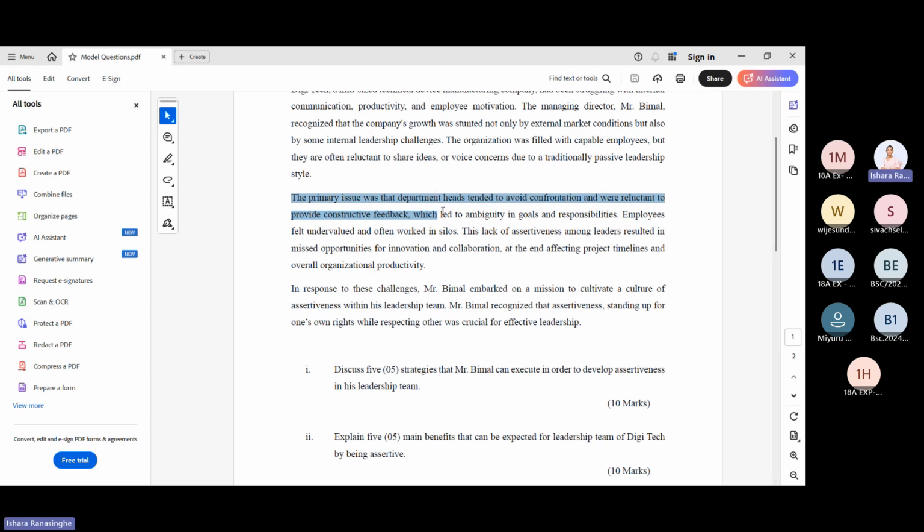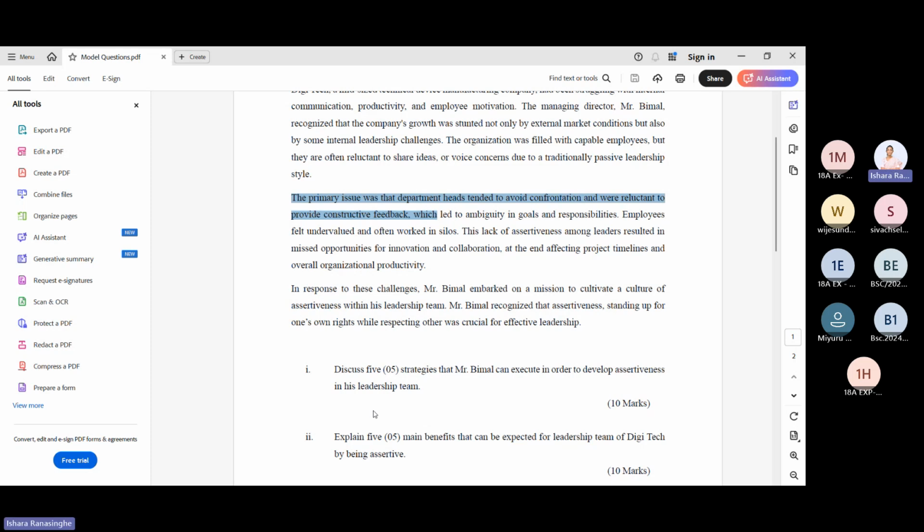When reading this point, we can understand. If we can implement assertiveness within this organization, then they can maintain better relationships between employees and the leaders, or the subordinates and the leaders. So through that, they can overcome this stated issue. Write that the issue gets overcome through the benefit.